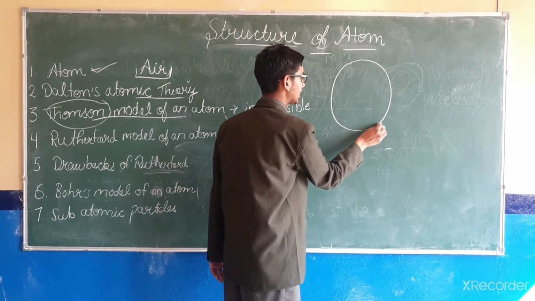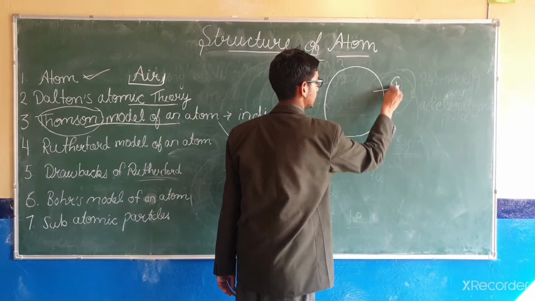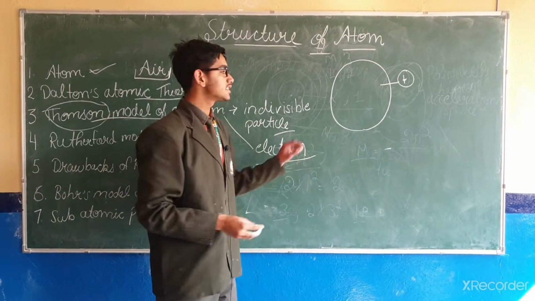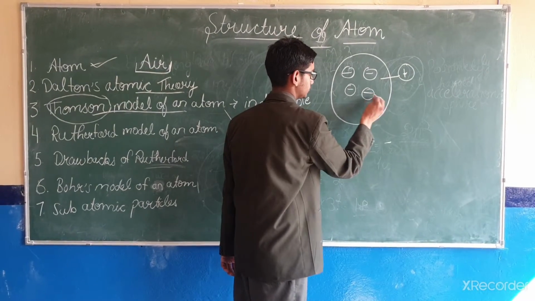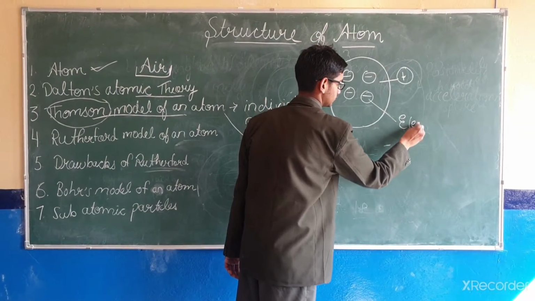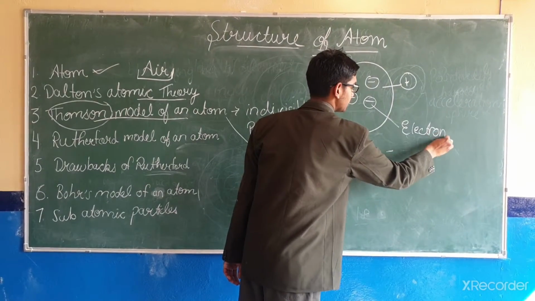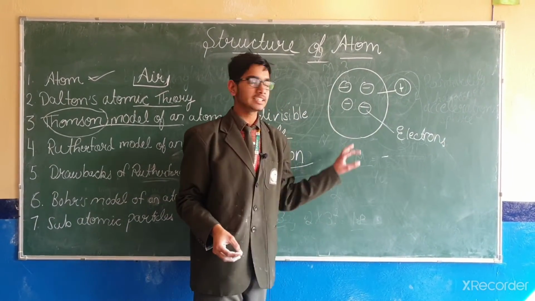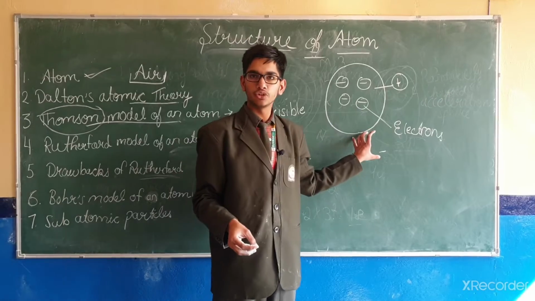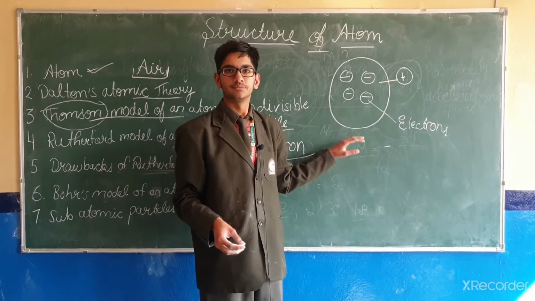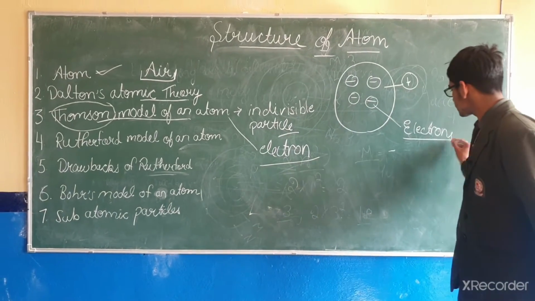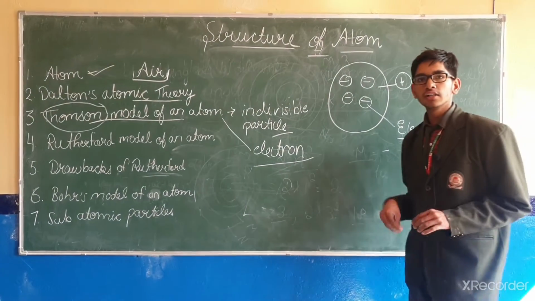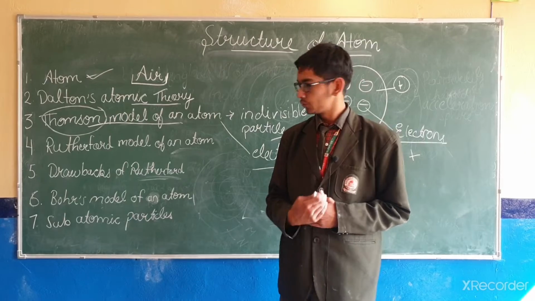According to him, atom is a positively charged sphere in which electrons are embedded. He also said that the mass of atom is equally distributed throughout the atom. Now he also said that the magnitude of the charges of electrons and protons are equal, so atom is electrically neutral.